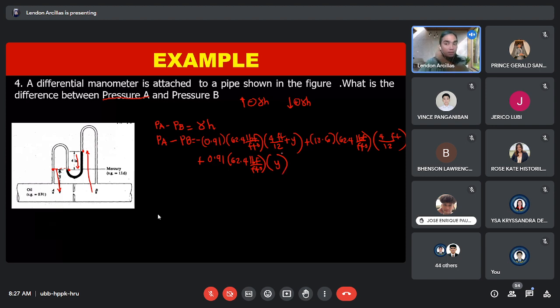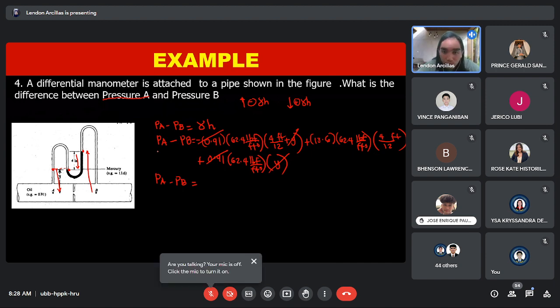So may magka-cancel dito as I can see. Yung 0.91, yes, magka-cancel yan. This is negative 0.91 times 62.4 times 4 over 12, and Y.